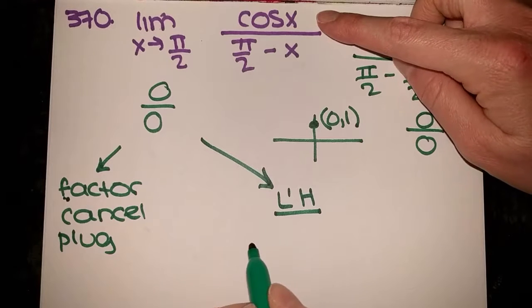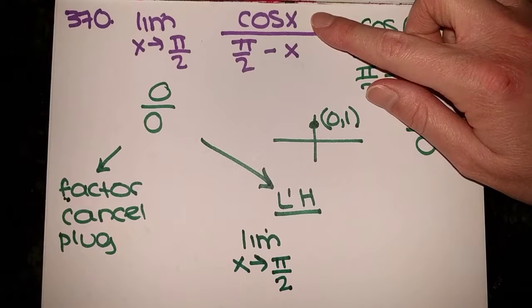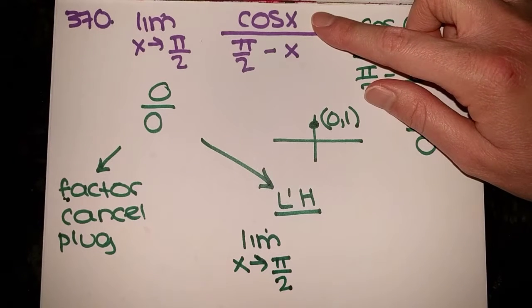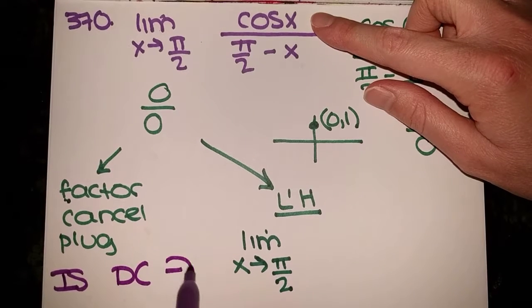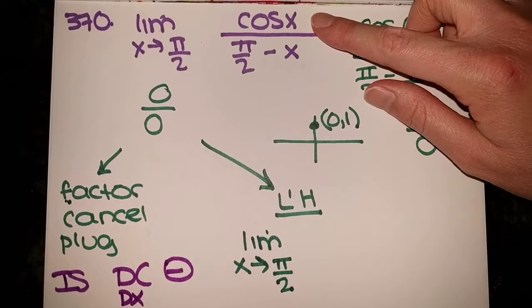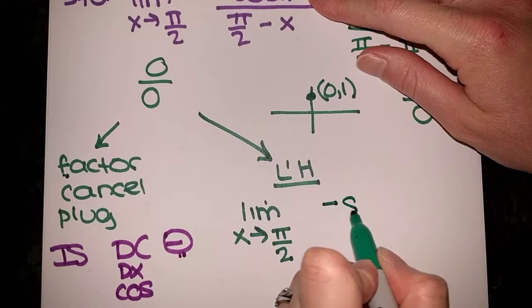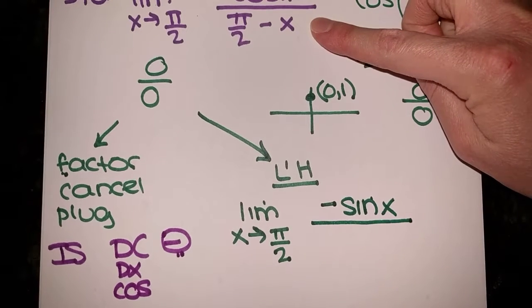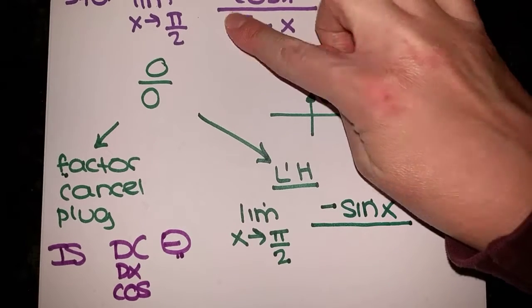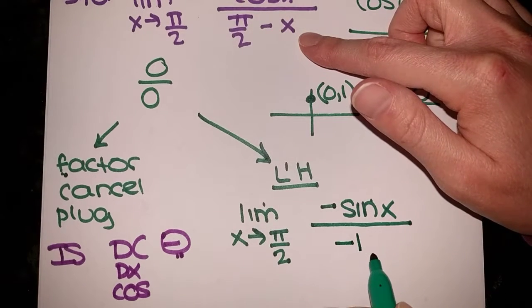So what we're going to do is take the derivative of each of the numerator and the denominator. So remember, with cosine, you've got to be super careful about the sign for sine and cosine. Differentiating cosine does give us a negative. So we'll have negative sine x over, now when I take the derivative of the denominator, pi over 2 goes to 0, because remember, with derivatives you drop constants, and negative x becomes negative 1.